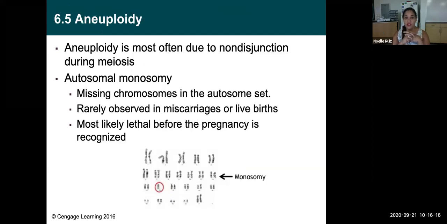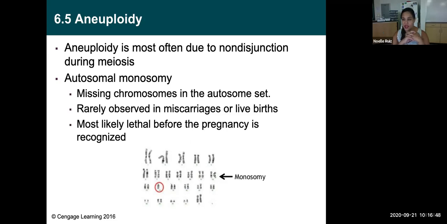Aneuploidy is most often due to a process called non-disjunction. This happens during meiosis. Remember, there are 2 rounds of meiosis. It can happen during either round. Autosomal monosomy is when one of our autosomes, chromosomes 1 through 22, is missing. It's rarely observed in miscarriages or live births. It's most likely lethal before the pregnancy is even recognized.